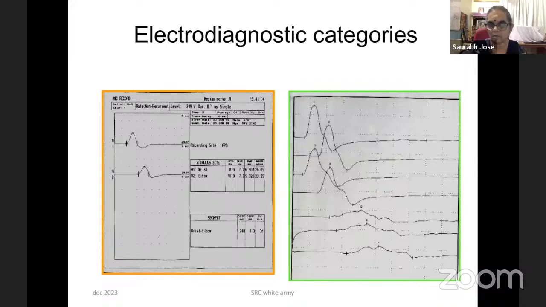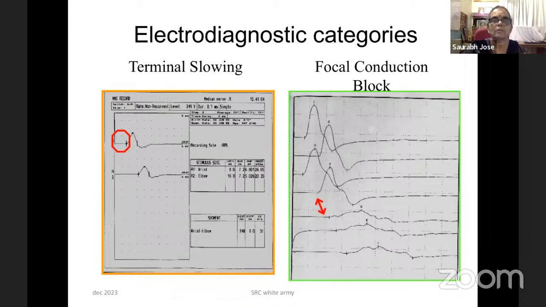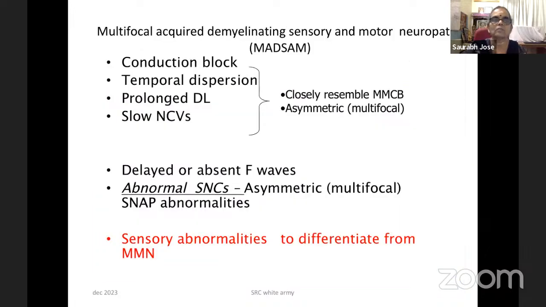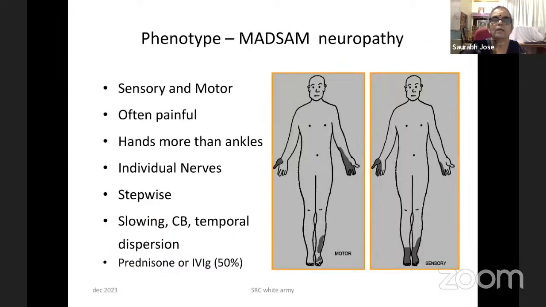I am not elaborating the electrophysiology showing the conduction block and the various features; you can go through this. And you have the MADSAM variety of neuropathy, very sensory and motor, painful, hands more than legs, individual nerves involved, stepwise progression, and slowing of conduction and temporal dispersion in electrophysiology. Treatment can be with IVIG or prednisolone.